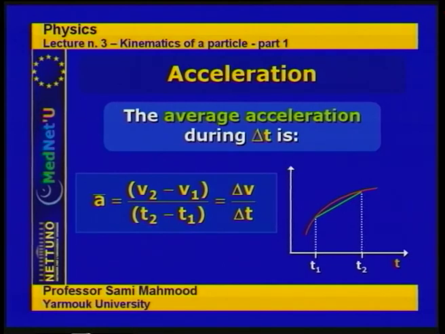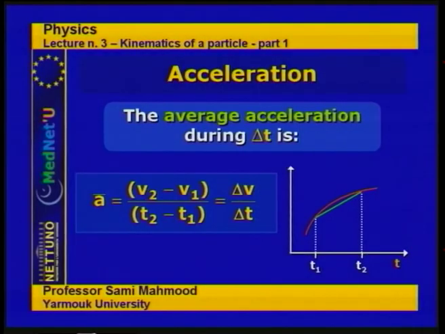the average acceleration of the particle during this period of time is defined as a bar, which means average acceleration, is equal to delta v over delta t, where delta v is the change in velocity, v2 minus v1, and delta t is the interval of time during which the motion took place, t2 minus t1.